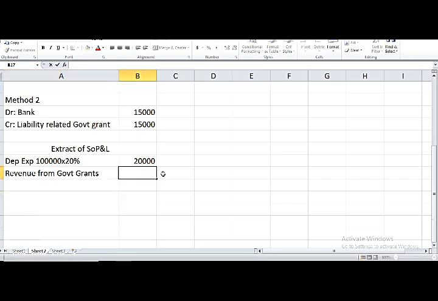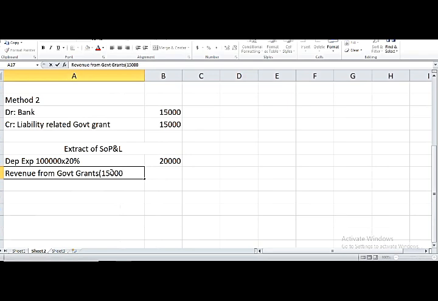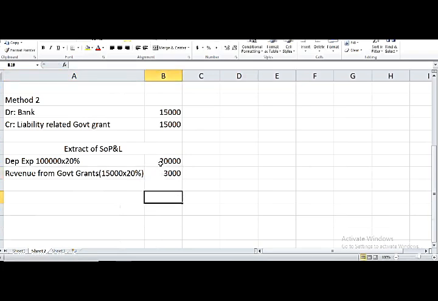That will be 15,000. So basically the asset has 5 years of life, so we'll be recognizing the government grant over the 5 years. So 15,000 divided by 5, or we can say multiply by 20%. So this will be 3,000. Now you can do either case.